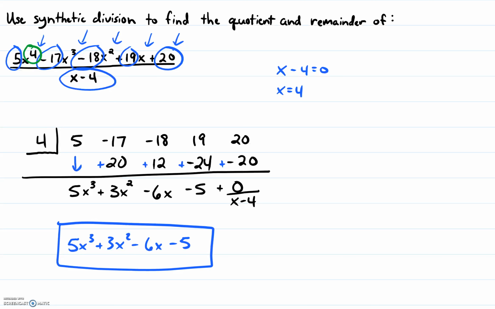Now, if you wanted to check that in some kind of way, you could always check it using long division, or you could just go back and multiply out the 5x to the 3 plus 3x squared minus 6x minus 5, your answer, by x minus 4. So if you wanted to double check yourself maybe on a test or something, you could multiply those two things together and just be sure that it gives you the original thing that we had before we divided, the 5x to the 4 minus 17x to the 3 minus 18x squared plus 19x plus 20. So that's just a way that you can check yourself if you have extra time and say you're on a test. But otherwise, that's all you have to do.